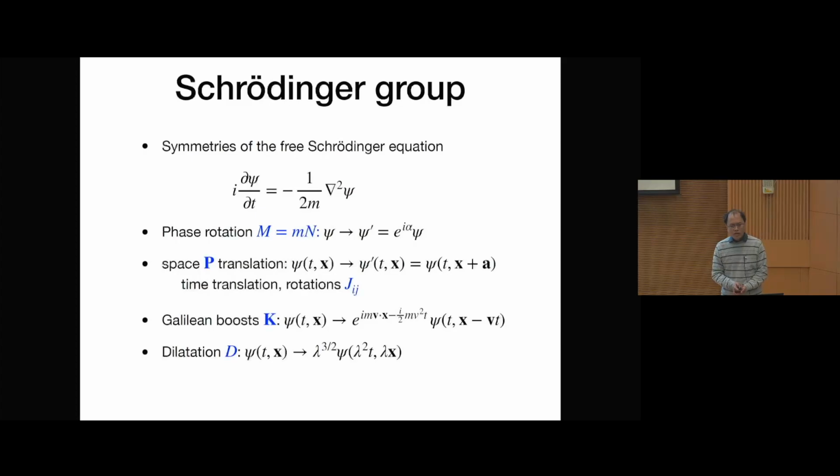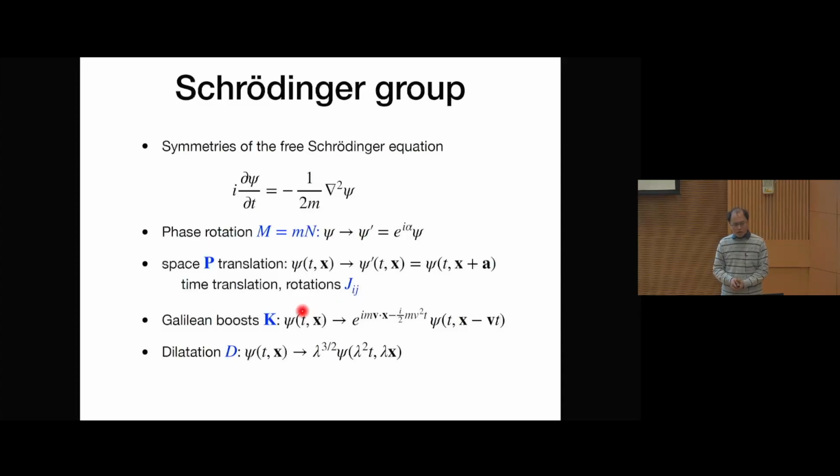Let's first consider a very simple equation, the Schrödinger equation of a single particle in free space. If we have a solution to the equation, we can use several symmetry transformations to generate a new solution. One of such transformations is just multiplication by a phase. That one corresponds to the conservation of particle number. There is spatial translation and temporal translation, and there is also rotation that I will write down on the slide.